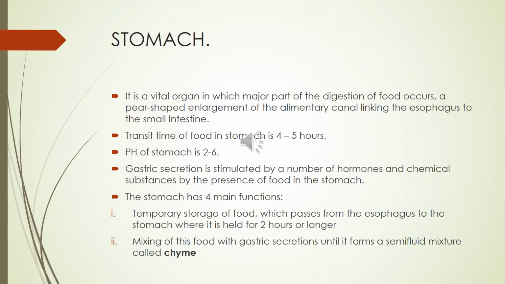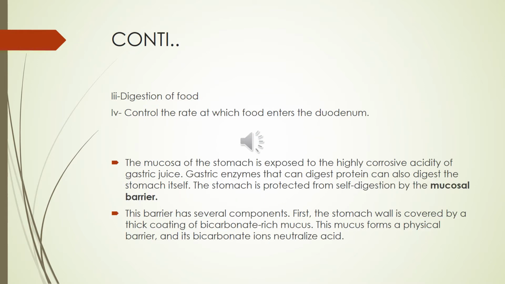After the temporary storage, the food passes down to the small intestine, and the stomach mixes the food with the gastric secretions until it forms a semi-fluid mixture, which is called chyme. So the third function of the stomach is digestion of the food, and it controls the rate at which the food enters the duodenum, which is the very first part of the small intestine.